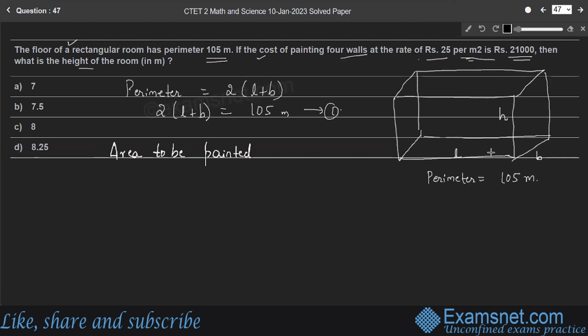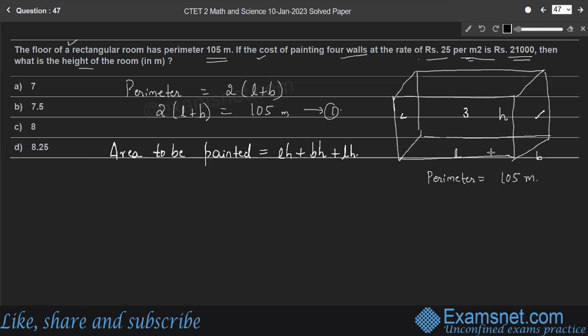Area to be painted is equal to, so first wall's area is length into height. Since it is the area of a rectangular plane, therefore it is length into height plus, when it comes to second wall, if you take this wall, it becomes breadth into height. Breadth into height plus third wall. So if the wall is third wall like this, it is length into height again.